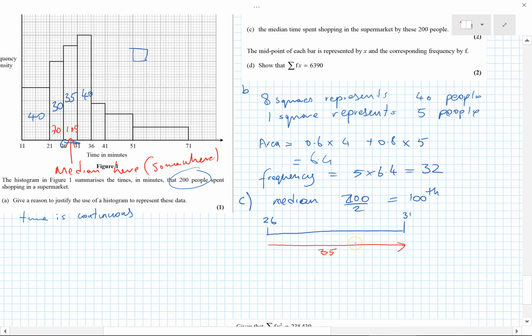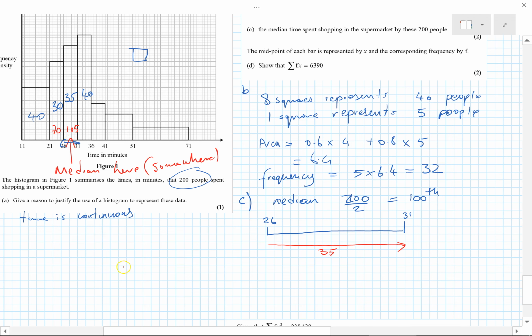Okay, we assume that it's evenly spread out. So if we were to ask for the 17th or 18th, we would assume it's in the middle. So we would be guessing then it would be halfway between 26 and 31. But it's not exactly in the middle. So we'll work out the number.